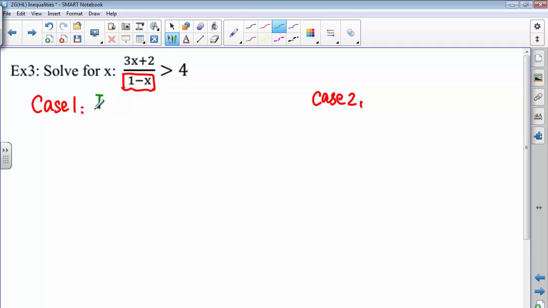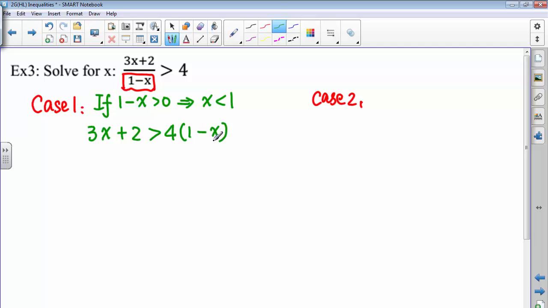In case 1, let's say the denominator 1 minus x is larger than 0. If you solve this linear inequality, you get x is less than 1. So that means if x is less than 1, the denominator is a positive value. Then I multiply both sides by the denominator, and I can keep this inequality sign. Using this method, I can change the rational inequality to a linear inequality.